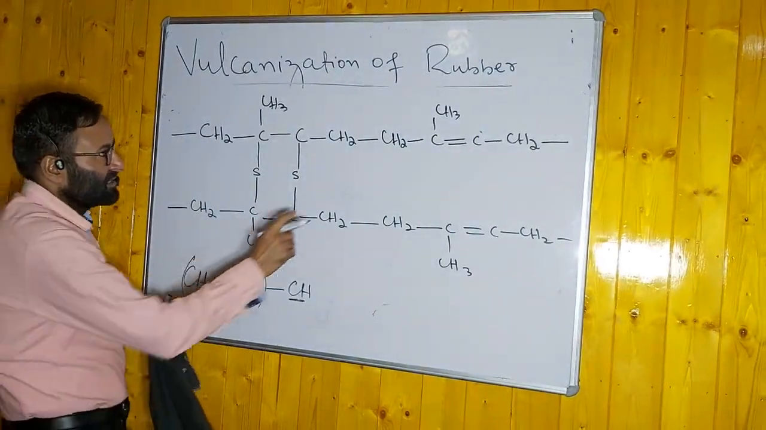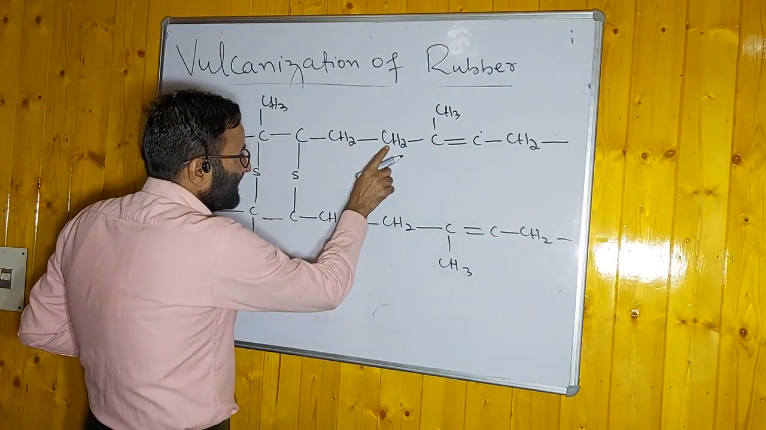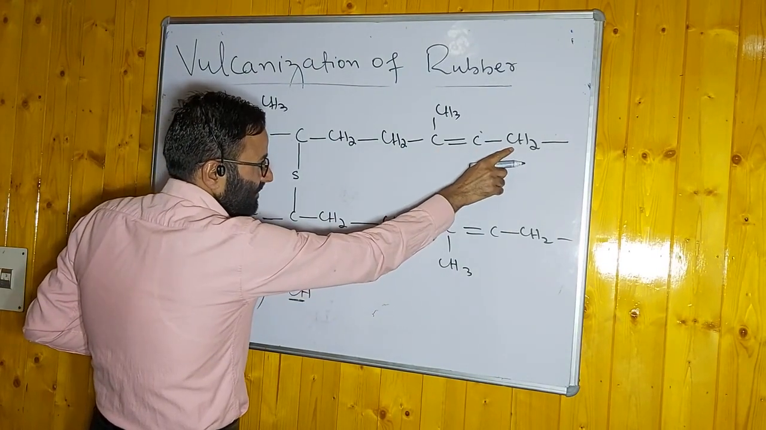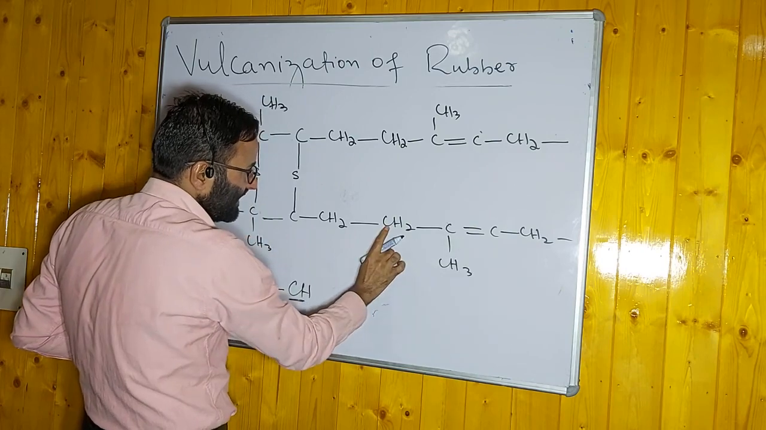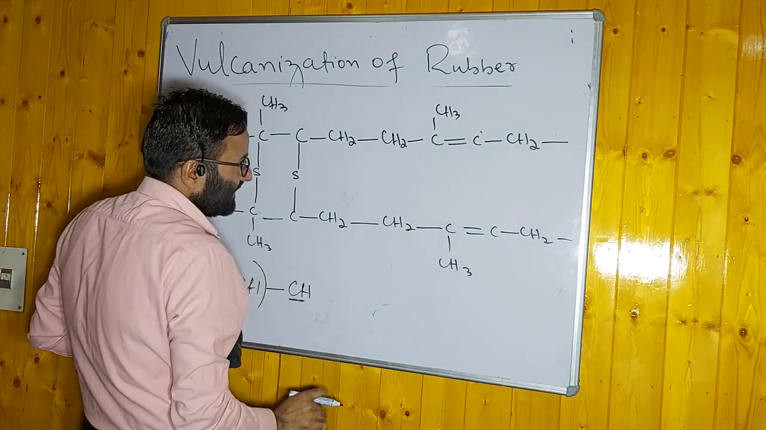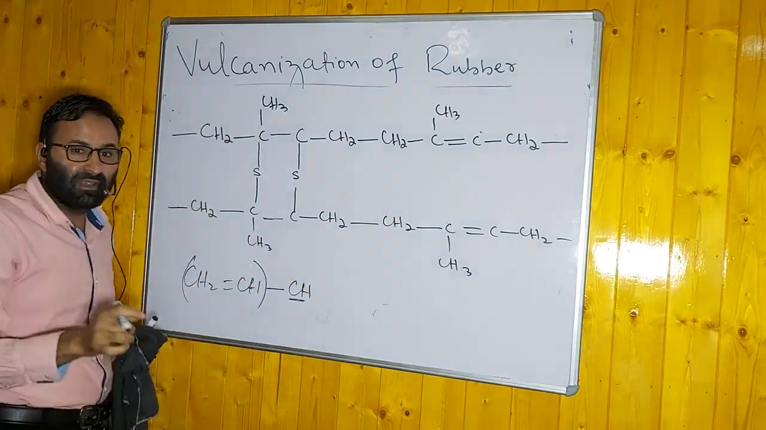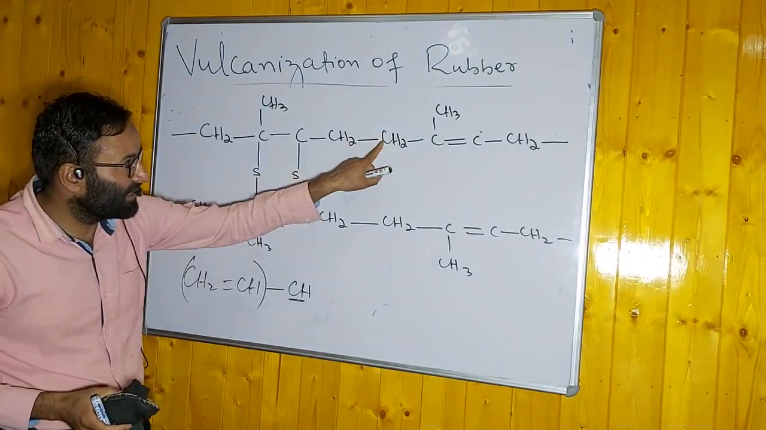For example, this is a carbon-carbon double bond. This will be the allylic carbon. This is another carbon-carbon double bond. This will be allylic. Sulfur bridge is also being formed at the allylic position.